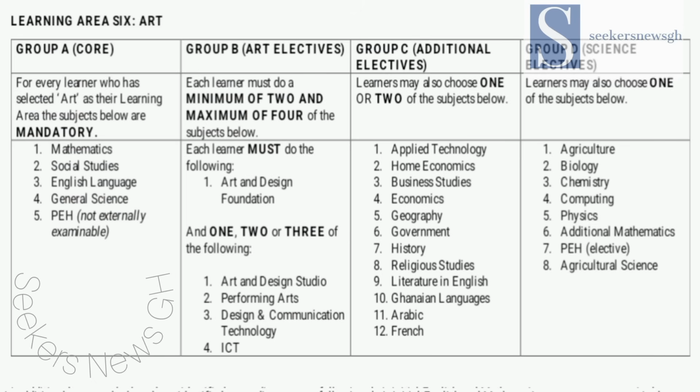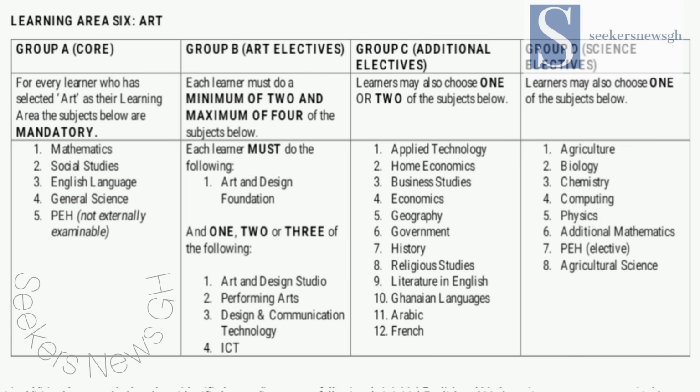So the last one we'll be looking at will be the learning area 6, which is arts. So with the arts, formerly you were doing general arts and those things. Now it is arts. So they will do the 4 main core, which is mathematics, social studies, English language, and general science, and then a PEH, which is also a core but not examinable. Then if you are doing art, you must choose 2 or a maximum of 4 from the first section, which is B. But each learner in year 1 must do art and design foundation.